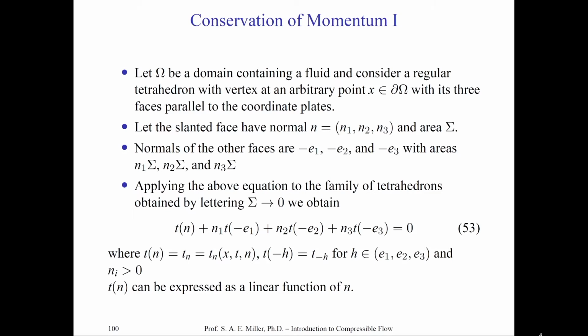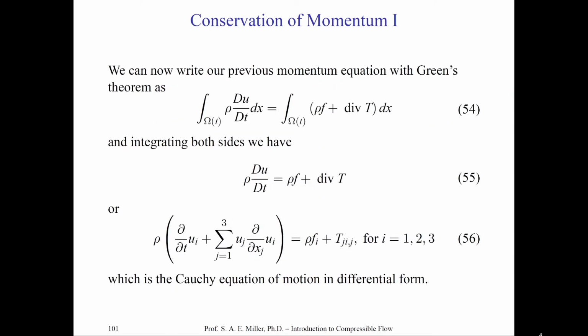And of course, the normal is always greater than 0. So therefore, Tn can be expressed as a linear function of n. And we can now rewrite our previous Newton's law through the material derivative formulation, balanced by the boundary and internal forces. And we arrive at equation 54.